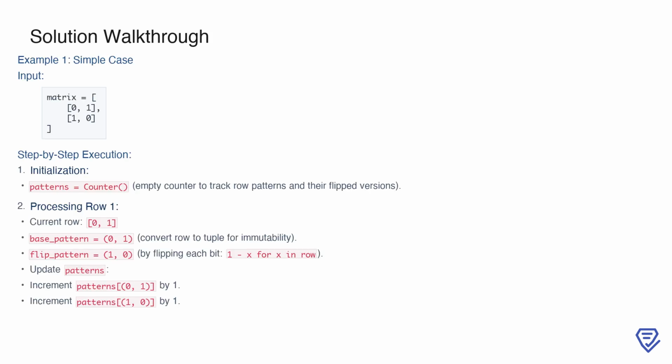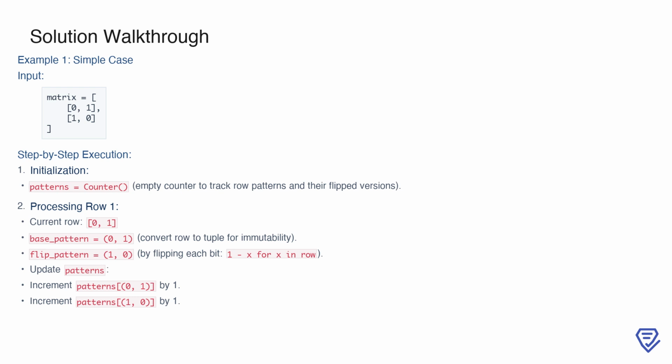To solve the problem, we begin by analyzing a simple input matrix with two rows, [0, 1] and [1, 0]. First, we initialize an empty counter called patterns to keep track of the occurrences of each row pattern and its flipped version. Now, for the first row, [0, 1], we treat it as our base pattern and convert it to a tuple, resulting in (0, 1). Next, we calculate its flipped pattern by flipping each bit in the row, which gives us (1, 0).